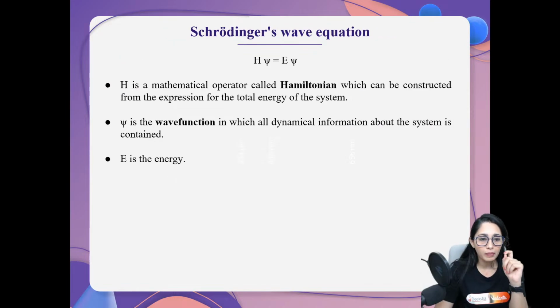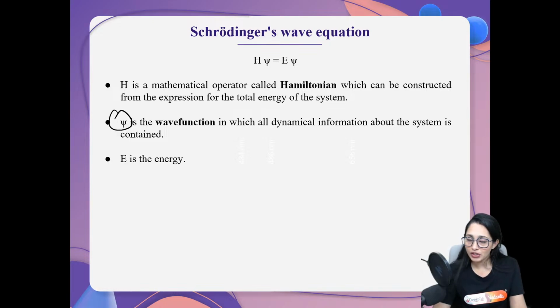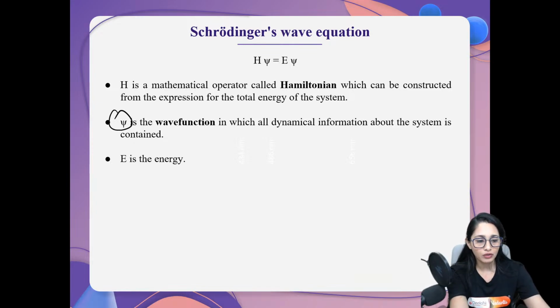H is a mathematical operator called Hamiltonian, which can be constructed from the expression for the total energy of the system. This symbol is the wave function, in which all dynamical information about the system is contained. E is the energy. So this is nothing but Schrodinger's wave equation. You will be learning about that in your higher grades in detail. As of now, this is just a heads up.